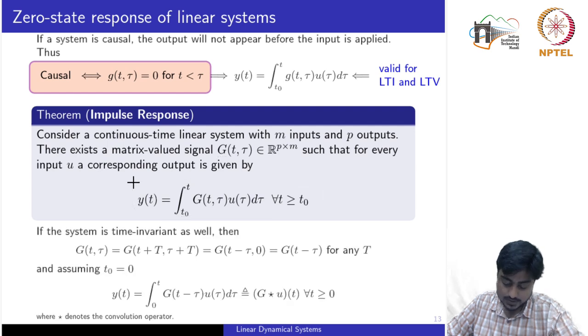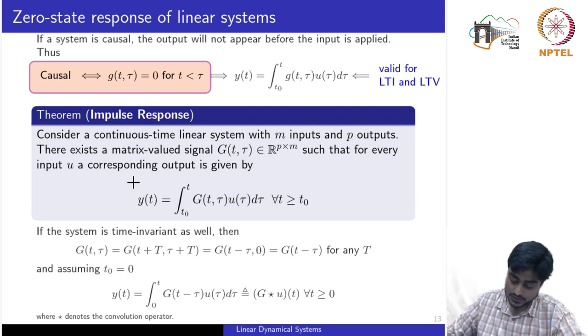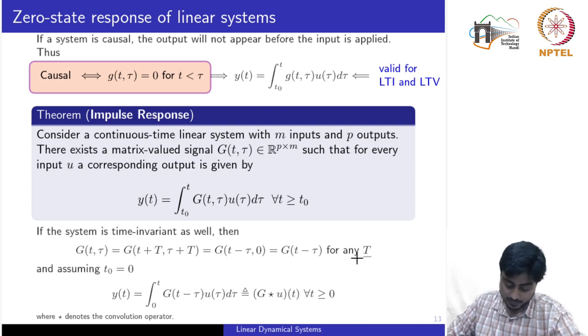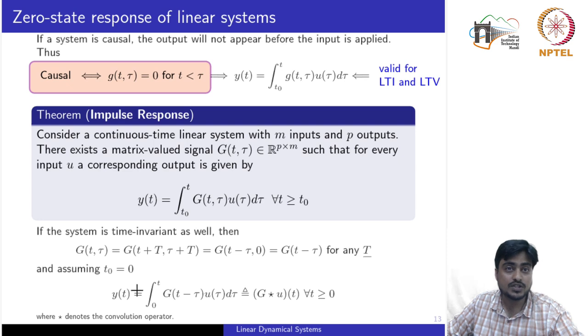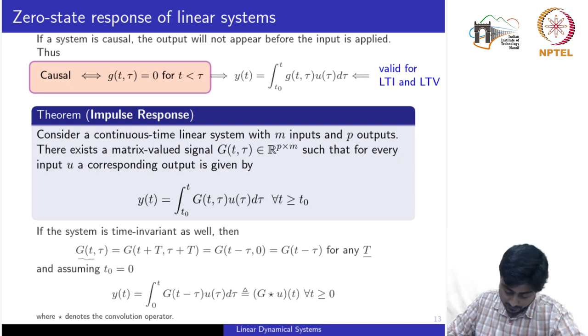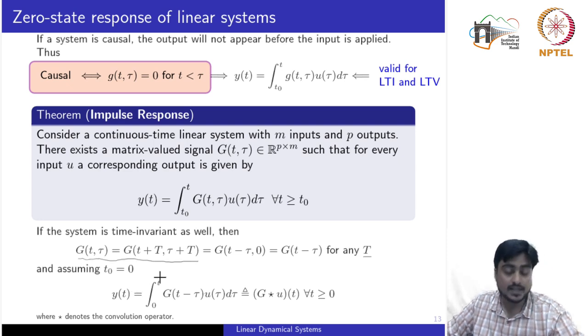Here u and y both are vector signals. Now if we impose the time invariant property, that if we shift the arguments of the function, t comma tau, by some constant capital T, then the behavior of the system should not change. So this first equation basically says that G(t, tau) should be equal to G(t + T, tau + T). Since the system is time invariant, this third equality is also satisfied.